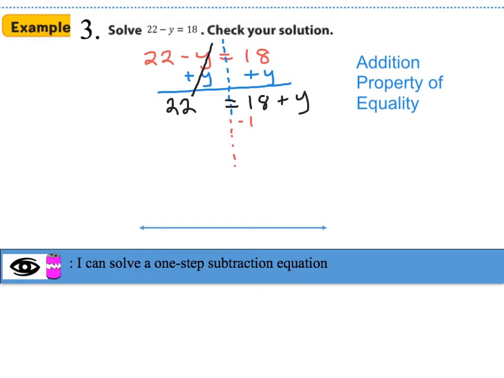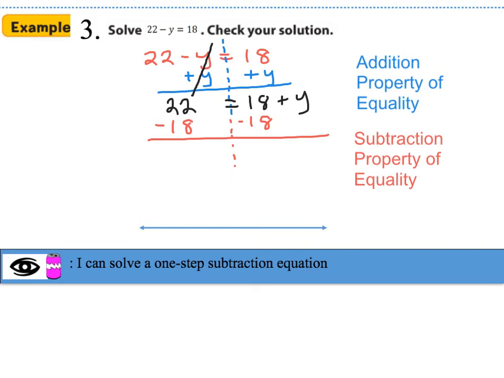So let's subtract 18 on both sides. This is an example of using the subtraction property of equality, because we subtracted 18 on both sides. So on the right hand side, 18 minus 18 goes away, and we can drop down our y, so now our variable is isolated, and 22 minus 18 becomes 4. So our answer is 4. Let's plug it back in to see if this makes sense. 22 minus 4, and when we do the math, we do get 18, so we checked our solution.